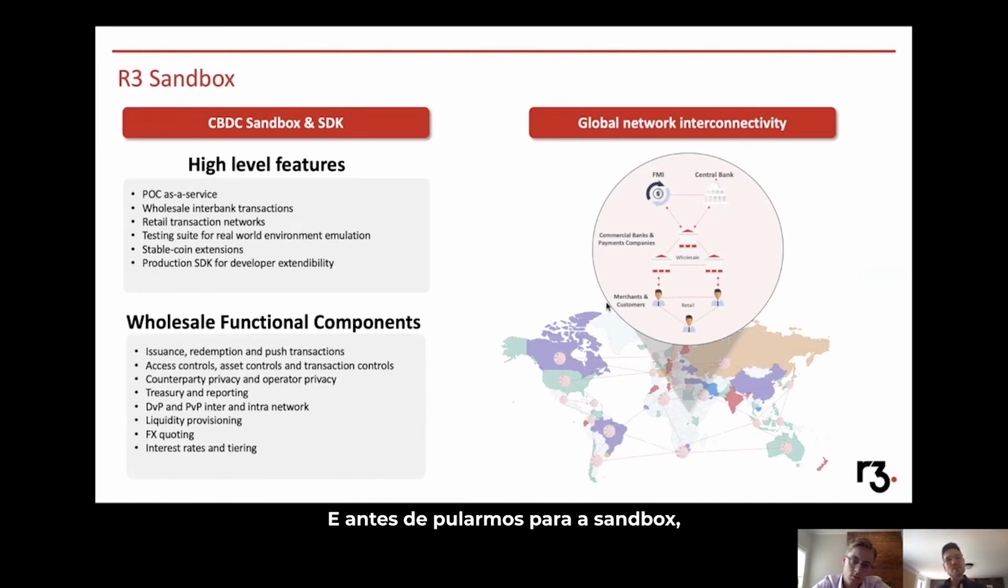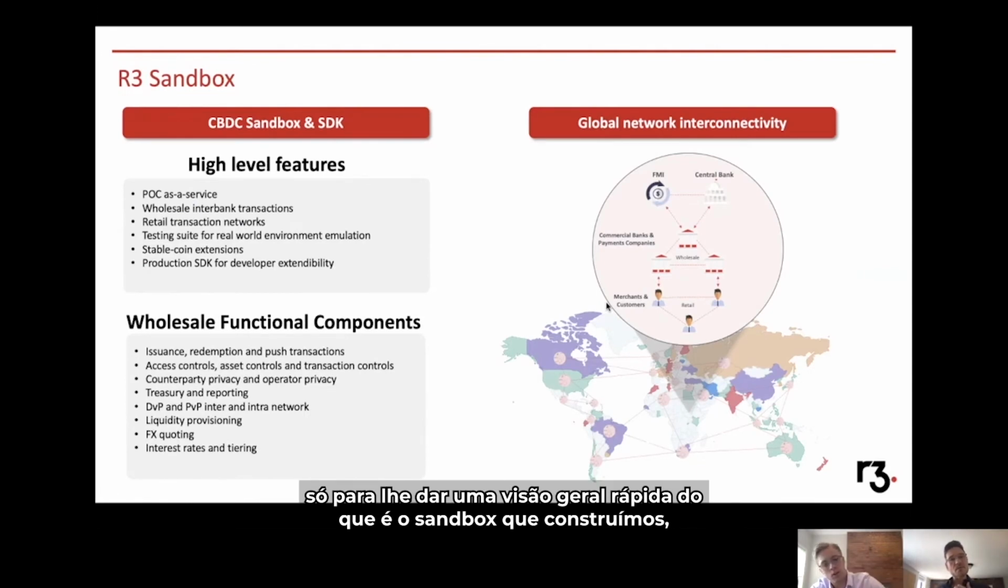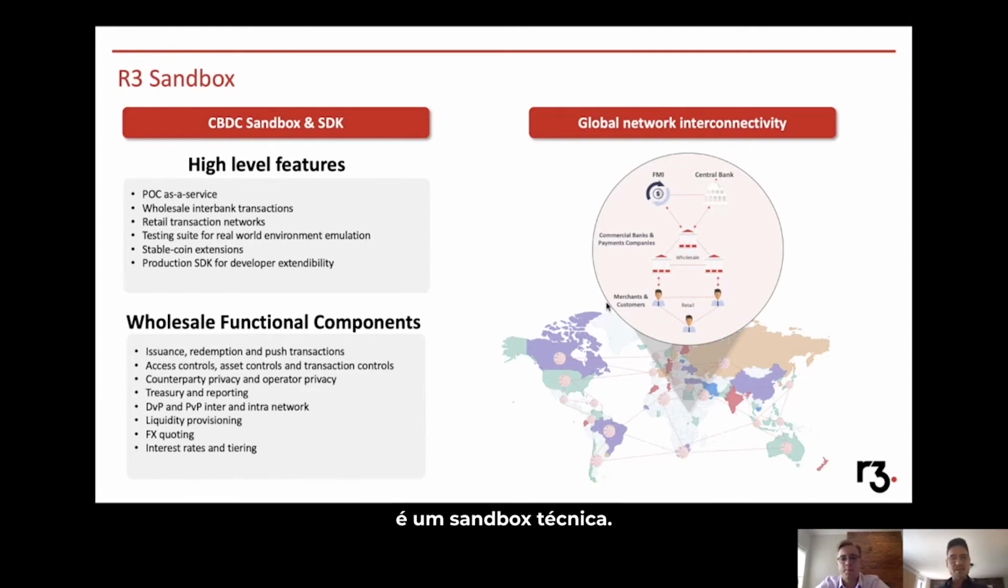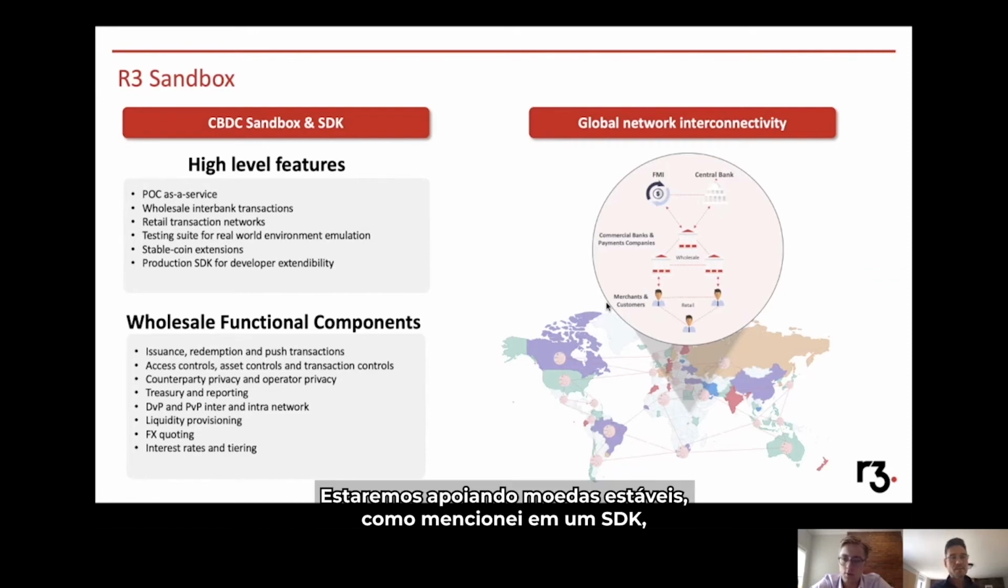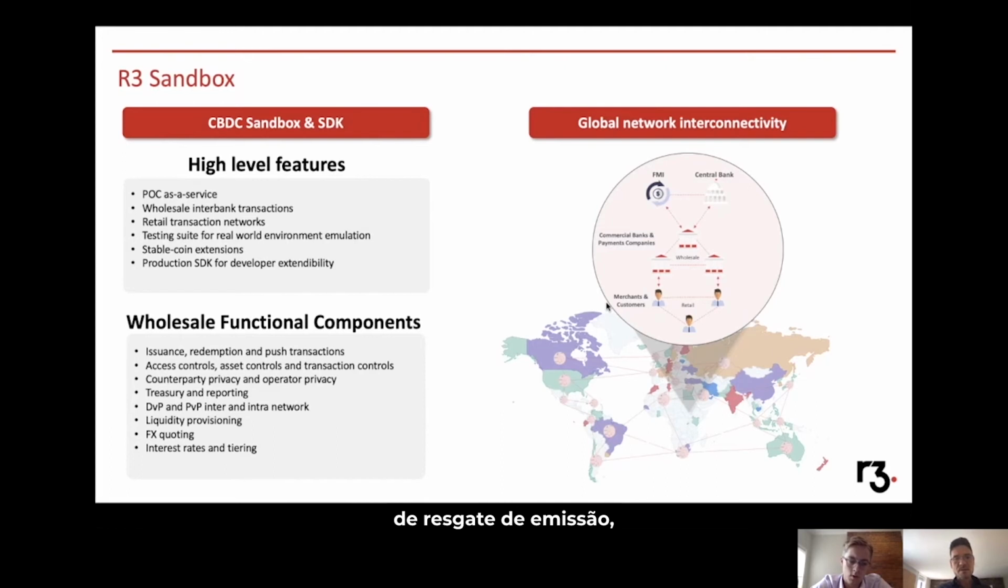And just before we jump into the sandbox itself, just to give you a quick overview of what it is, the sandbox that we've built is a technical sandbox. You can pop the hood off it and you can actually look at the internals of the sandbox. You can look at the code. It's a proof of concept as a service platform. We have wholesale and retail transaction networks. We have a full testing suite. We will be supporting stablecoins, as I mentioned, in an SDK. So wholesale functions support, as you see there, issuance, redemption, transactions. We have a whole bunch of accessibility controls, programmability, which Austen will show you.